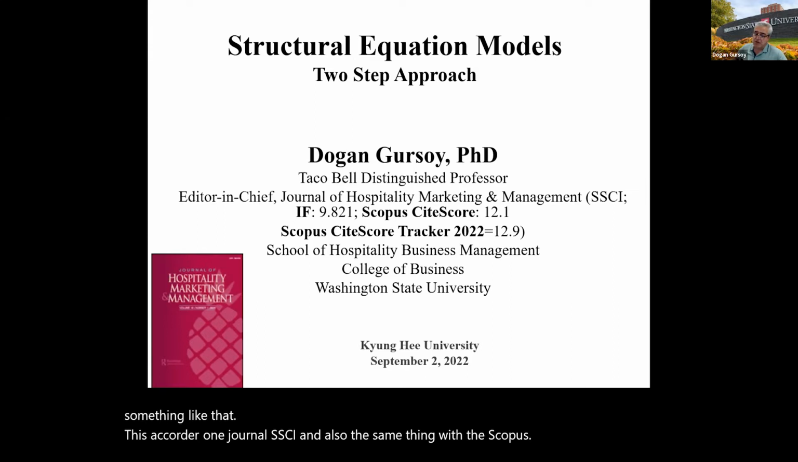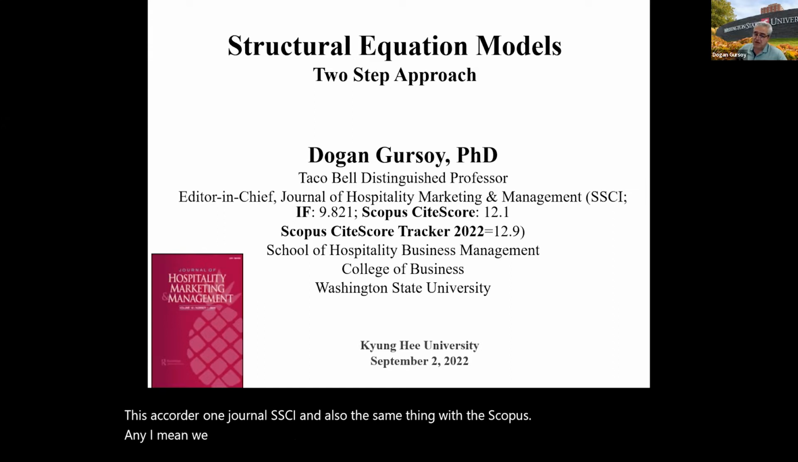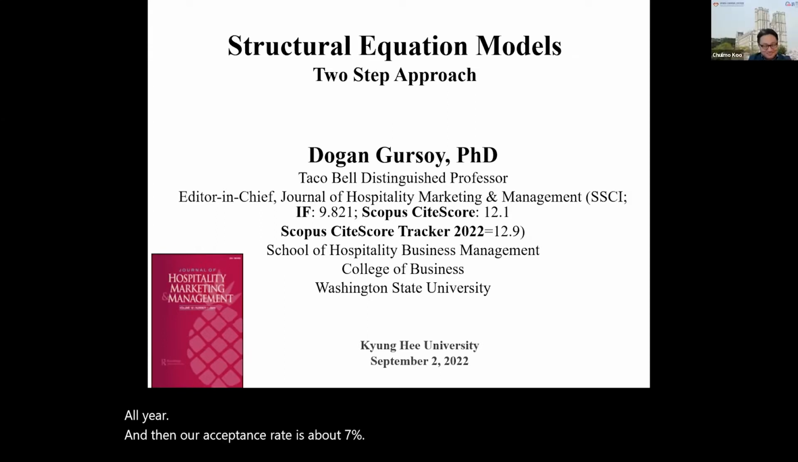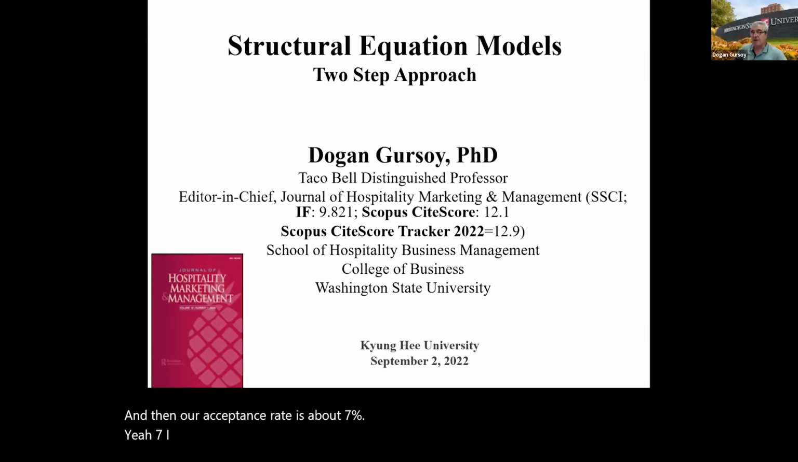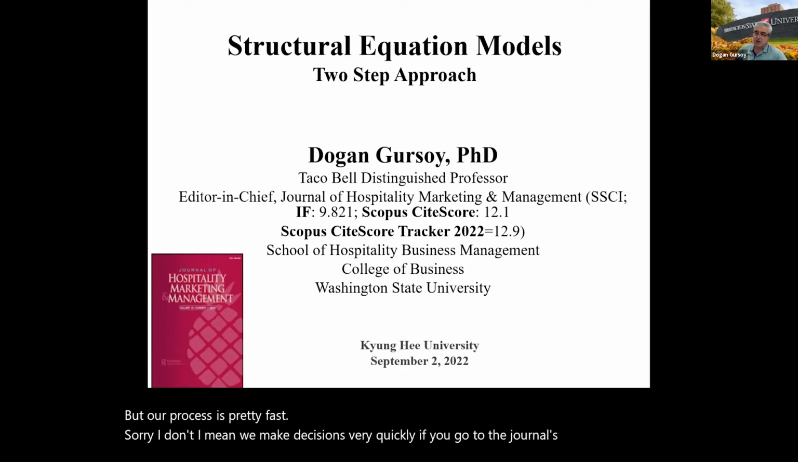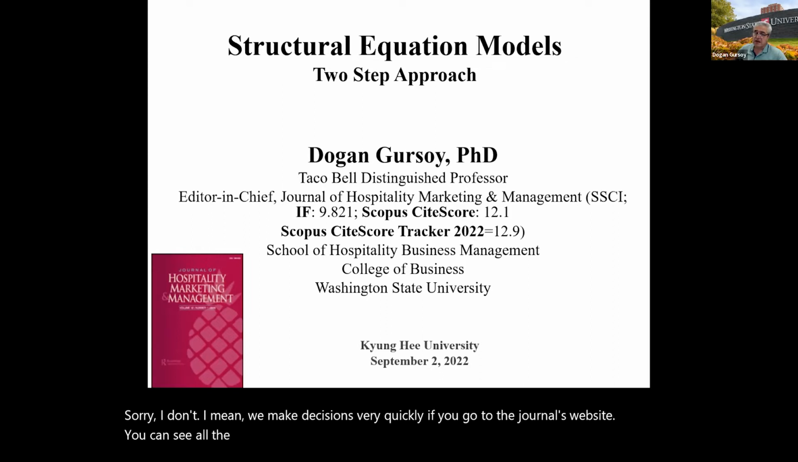And we publish about 40 papers a year, a whole year. And our acceptance rate is about 7%. 7%? Huh. Yeah, 7%. I mean, we are very picky on what we publish, apparently. But our process is pretty fast. We make decisions very quickly. If you go to the journal's website, you can see all the statistics on how fast the process is and all the other things.